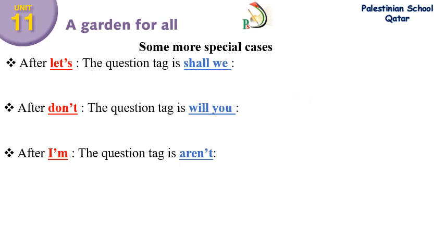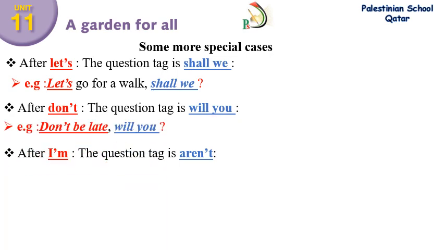Some more special cases. It's very important. After let's, the question tag is shall we. For example, let's go for a walk, shall we? After don't, the question tag is will you. For example, don't be late, will you? After don't, the question tag is will you.